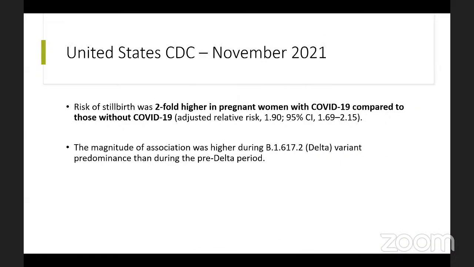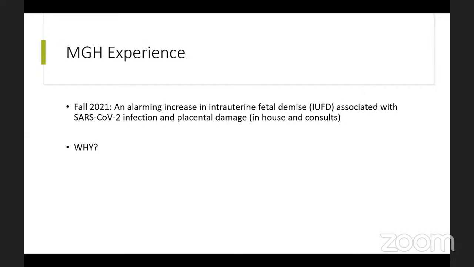And then by November of 2021, in the United States, we were in the middle of the Delta wave, and the CDC issued a notification that the risk of stillbirth was 2 times higher in pregnant women with COVID-19 compared to those without COVID-19. And the magnitude of this association was particularly high when it was restricted to just the Delta variant compared to the pre-Delta variant. So we were starting to see issues with stillbirth, particularly in the Delta wave, as we were moving through the COVID-19 pandemic in the US.